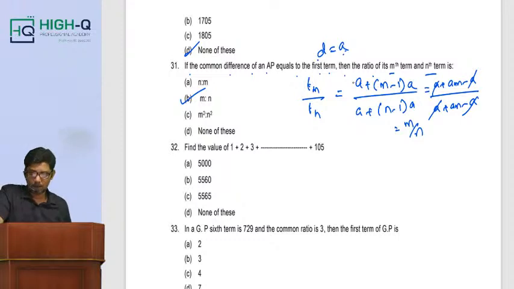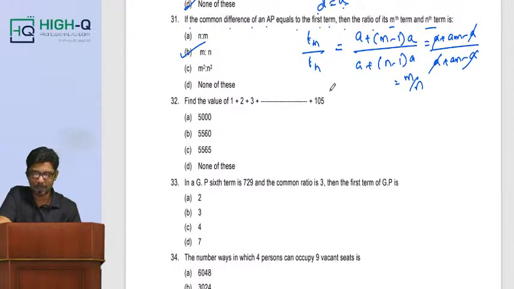Okay. Listen here, it's a rule actually. When common difference and first term are equal, then of course the ratio between any terms is going to be the same only. So it's a rule. You need not worry about it, but henceforth you remember it as a rule. But I proved how it came.